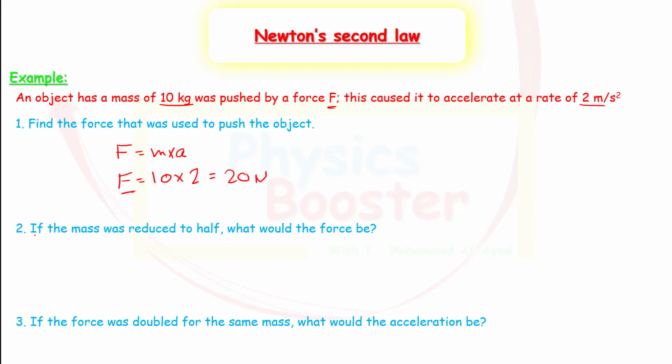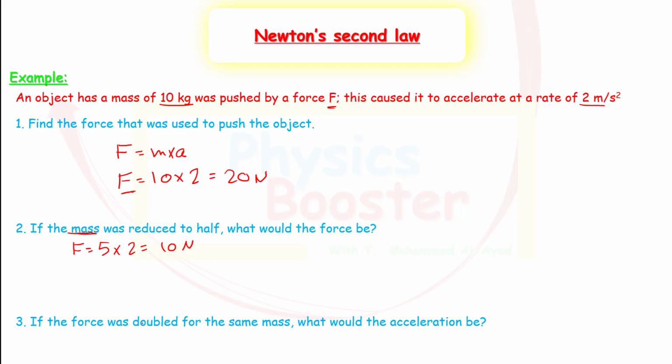Okay? Now, if the mass was reduced to half, what would the force be? Well, you can do it by calculation, saying that F is equal to mass multiplied by acceleration, and now the mass is halved. So it's 5 multiplied by 2, and we can say that the force is 10 newtons. Or you can say, since the mass is halved, the force can also be halved. Okay, you don't even have to calculate it.